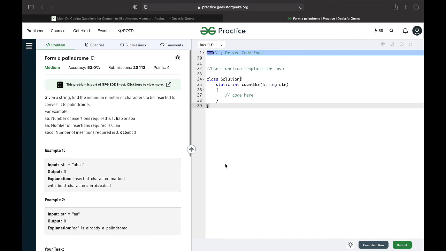Today we are going to solve the problem minimum insertions to form a palindrome. In this problem, we are given a string and we have to return the minimum number of characters that we should insert such that this string becomes a palindrome.